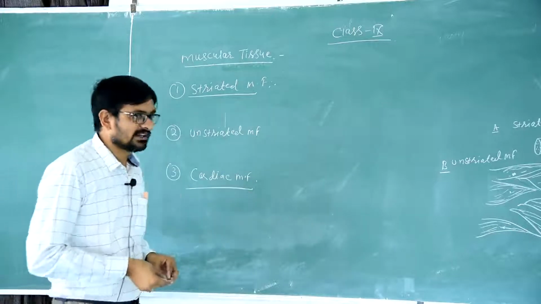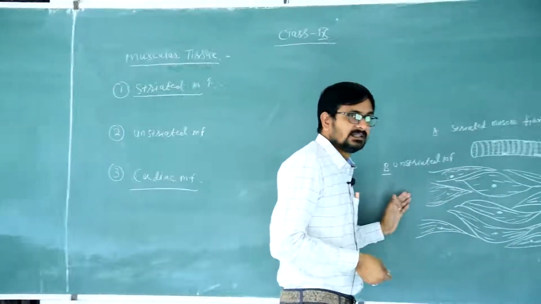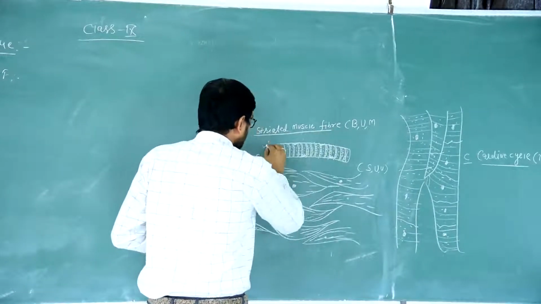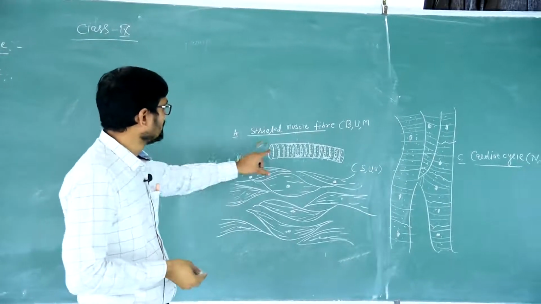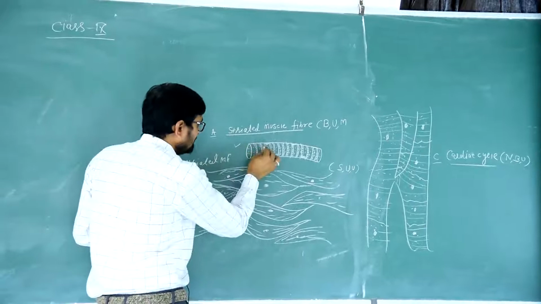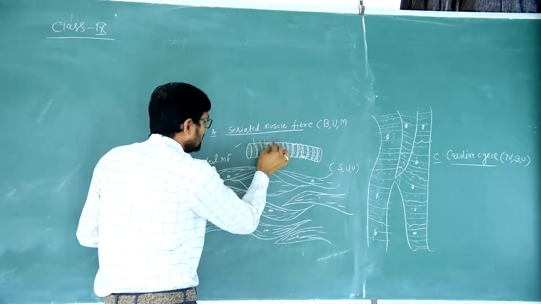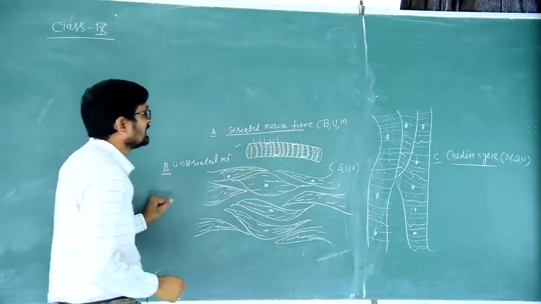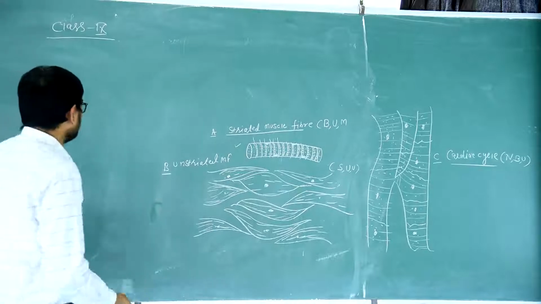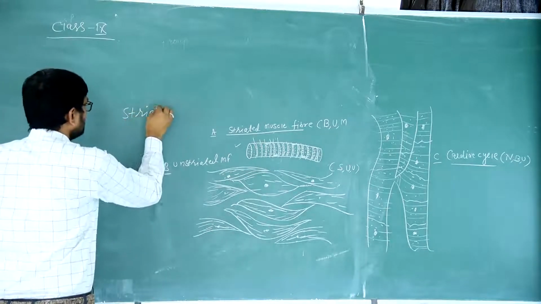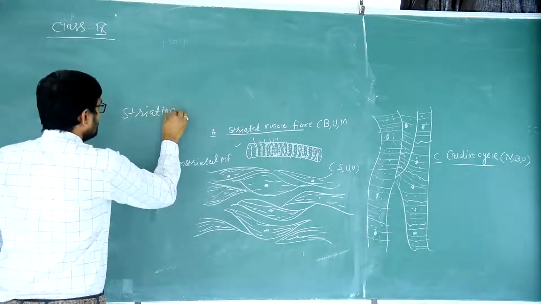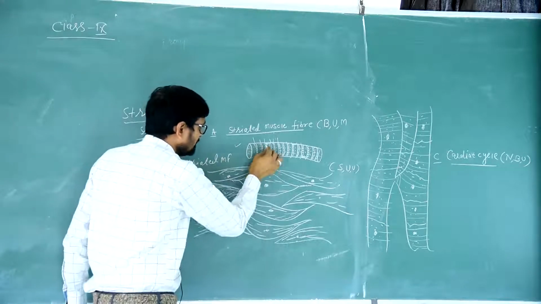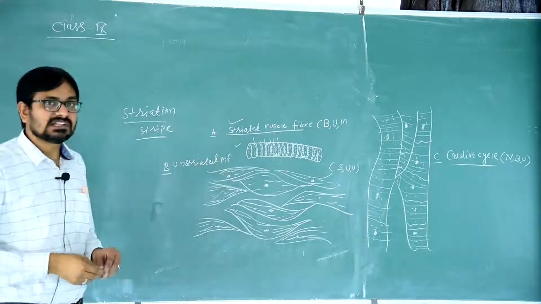Just look at the diagrams. Yes, this is striated muscle fiber. You can see the diagram of that. You know, there are alternate light and dark bands. You can see the dark band, light band, dark band, light band. There are alternate light bands and dark bands, or we can say striations are there, or we can say stripes are there. That's why it is called striated muscle fiber.